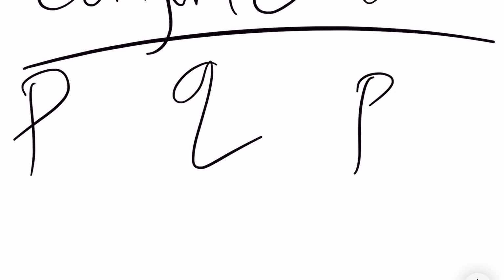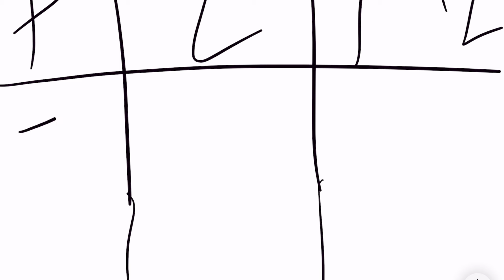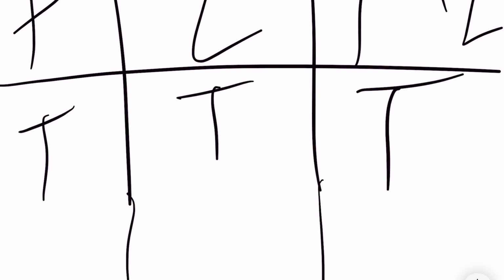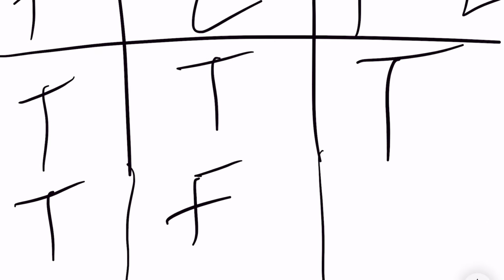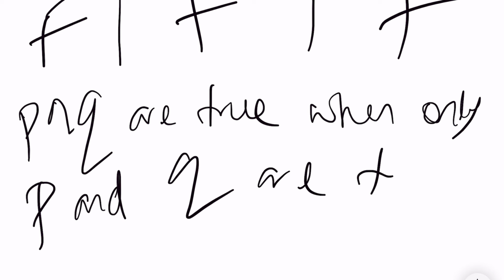we have P, we have Q, we have P conjunction Q. Now, when we have two truths, for conjunction it will be true. Where we have true and false, it is false. Where we have false and true, it is false. And where we have false and false, it is false. This means P conjunction Q is true only when both P and Q are true.